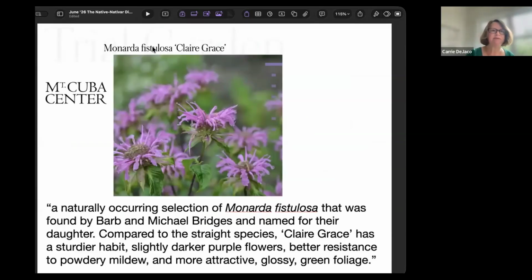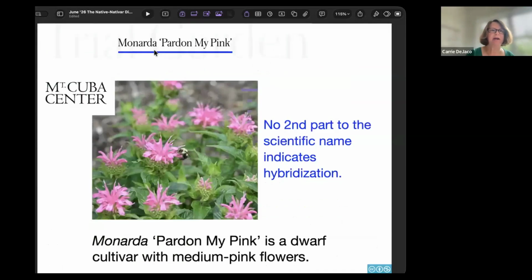This is a cultivar of Monarda. With this one, if you note, as we backed up here, we had a two-part scientific name and then the cultivar. So this tells us that this is the species for that plant. And when we zoom over to this one, here we have the genus Monarda, but then our cultivar is immediately after that. If we don't have a second part to that scientific name, that indicates to us that this plant came as a result of hybridization. And we may not even know exactly which species this plant may have derived from. So this specific cultivar here, Pardon My Pink, they describe this as a dwarf cultivar with medium pink flowers.